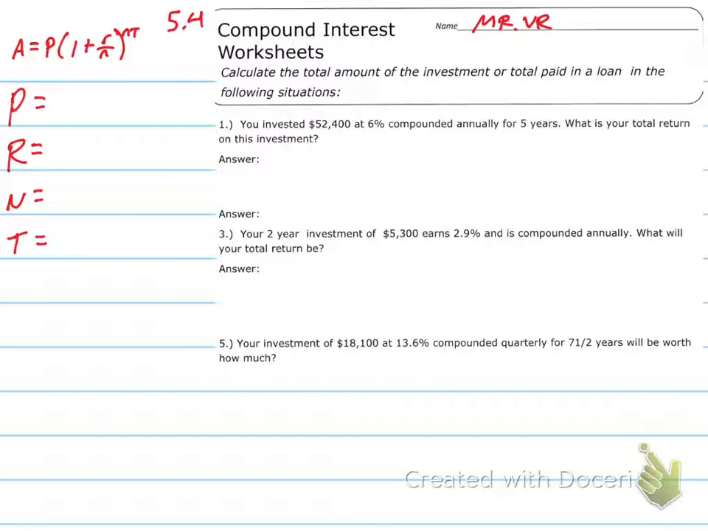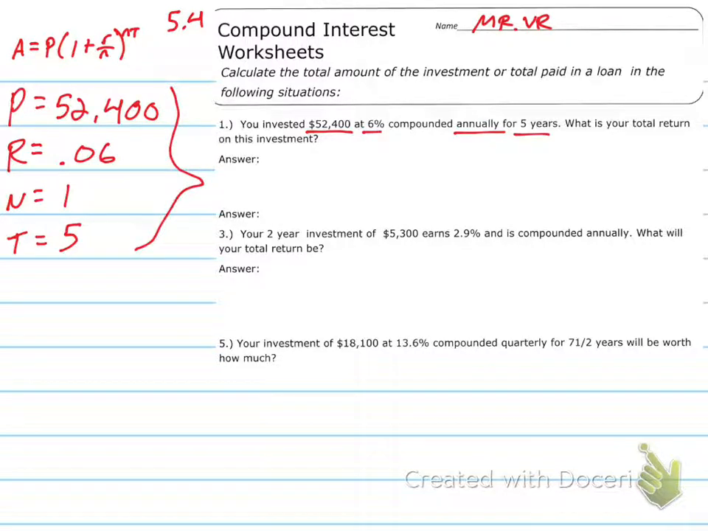So your P, your initial amount you're putting down in this first one, is 52,400. It's 6%, that's your rate, which we need to change to a decimal, so it'll be 0.06. It's compounded annually, so that's 1 time per year. And then the total time is 5 years. So now we have these numbers, and we just need to put them in that equation. So let's do that. And I'm going to show my work on the bottom here.